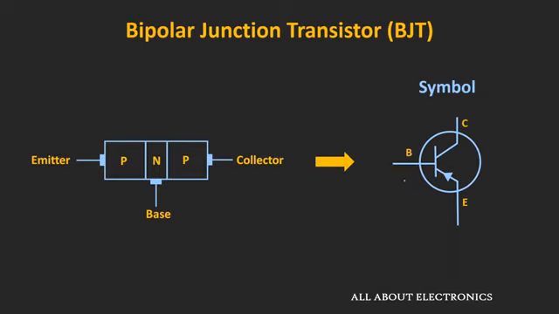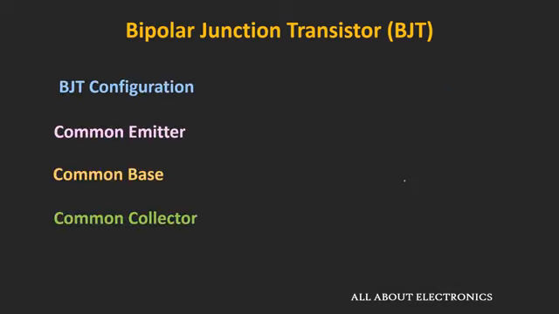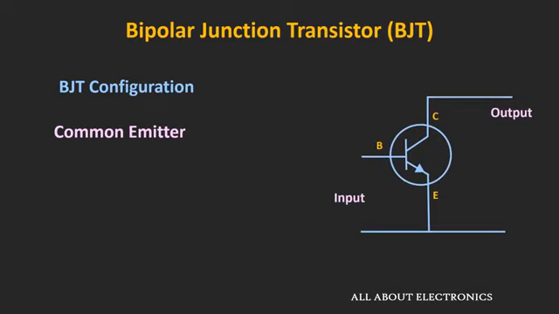Now as I said, when the BJT is used for the amplification of the signal, then it is operated in the active region. And there are different ways to configure it. So in case of the common emitter configuration, the emitter terminal is common between the input and the output. That means in this configuration, the input signal is applied between the base and the emitter, and the output is measured between the collector and the emitter terminal.